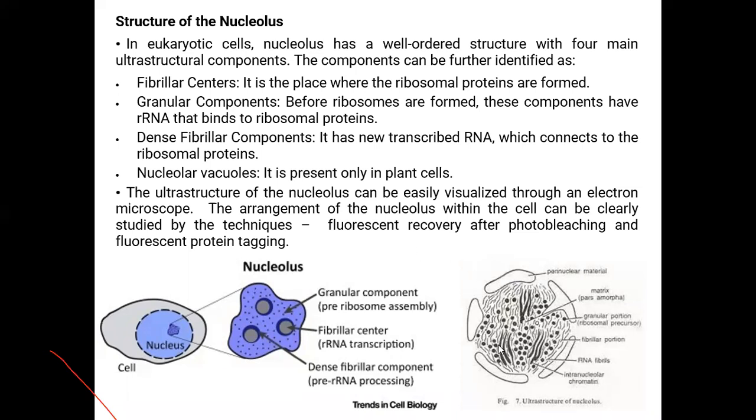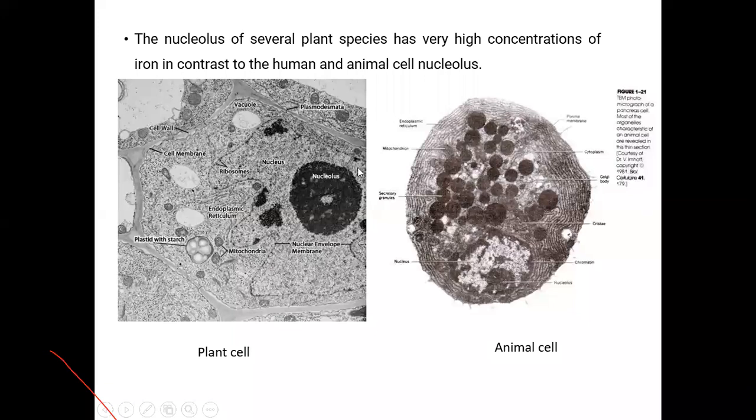The ultrastructure of the nucleolus can be easily visualized through the electron microscope only. The arrangement of the nucleolus within the cell can be clearly studied by the technique of fluorescence recovery, so it can be seen under a fluorescent microscope. This is the nucleolus of a plant species, and this is the animal cell.